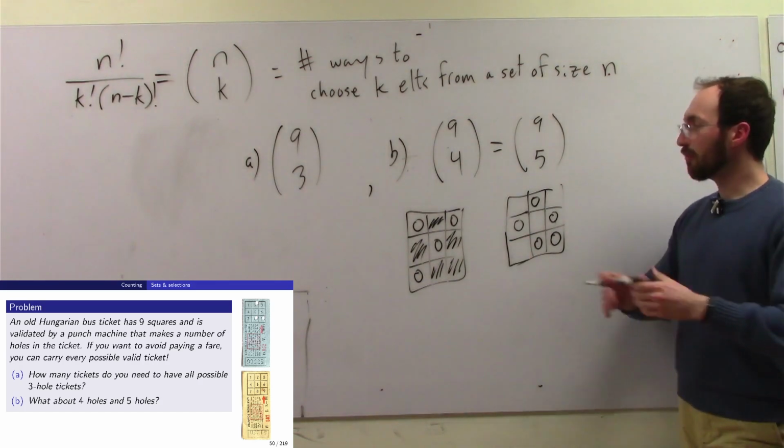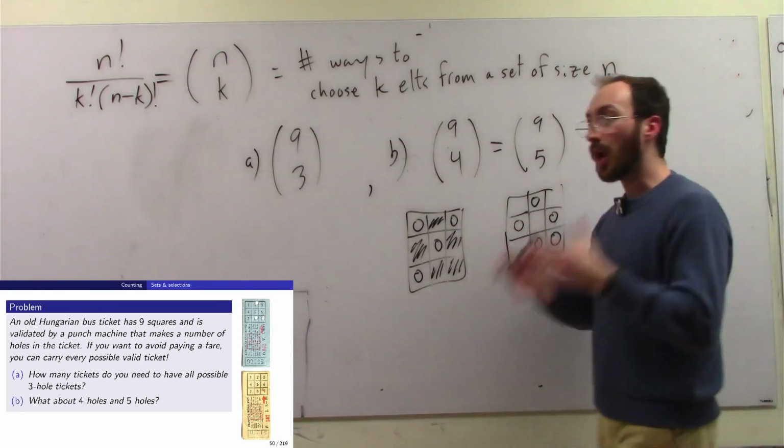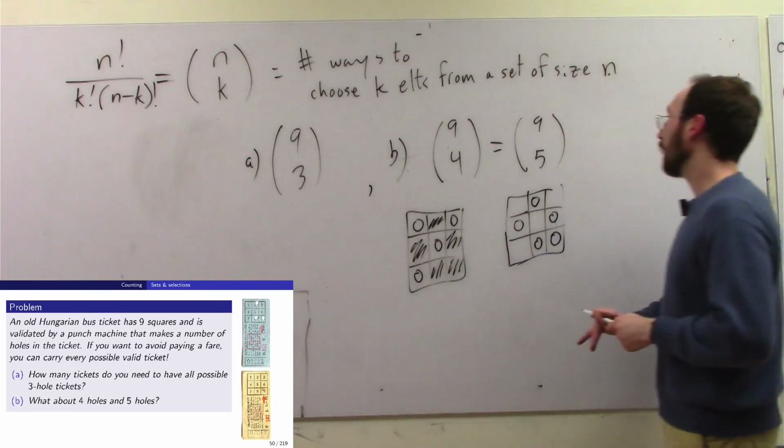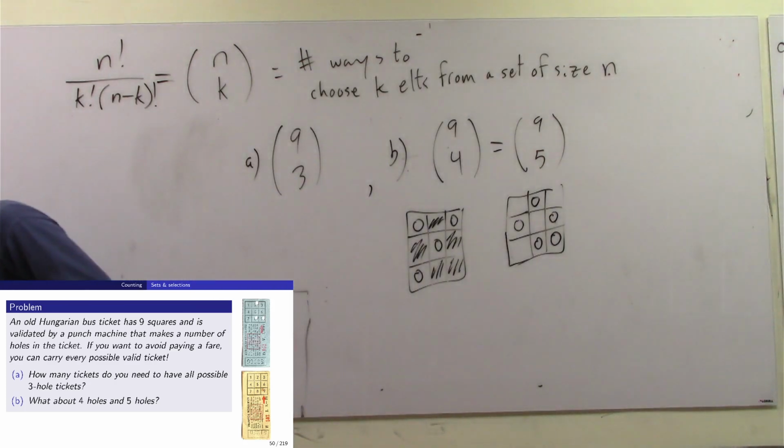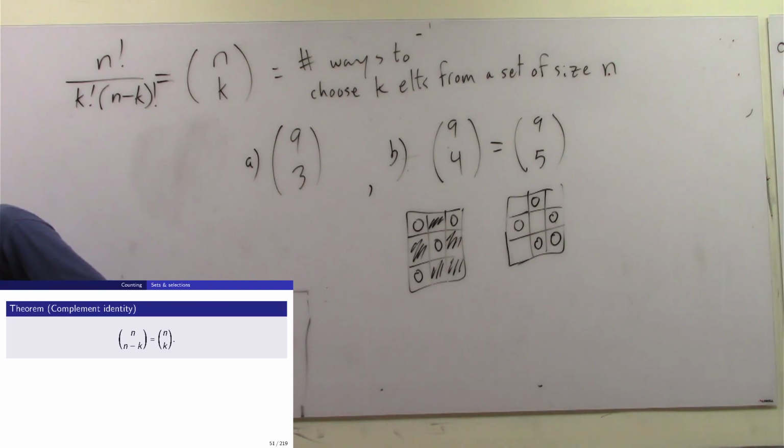If I'm choosing 4 things, I'm not choosing 5 things. So we determine the 5 things that we're not choosing to determine the 4 things we are. That's a mouthful. But it leads us to the complement identity.